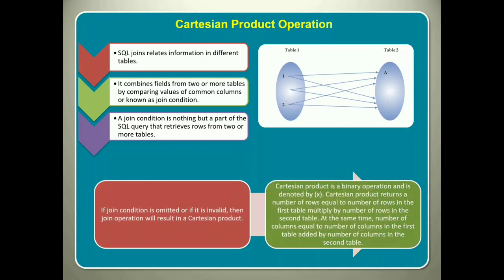Cartesian product is a binary operation and is denoted by X. Cartesian product returns a number of rows equal to number of rows in the first table multiplied by number of rows in the second table. At the same time, number of columns is equal to number of columns in the first table added to number of columns in the second table.